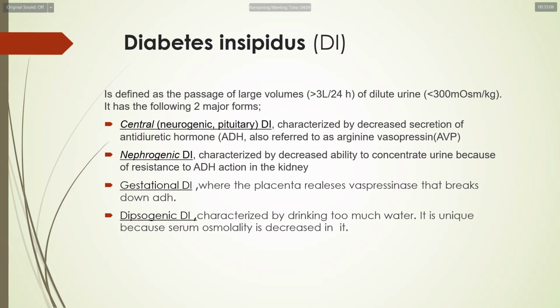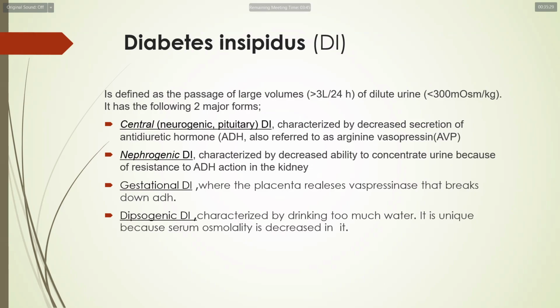وعلى عكس SIADH بيكون اليورين osmolality أقل من 300 ملي أوزمول بير كي جي. وهنا في 2 غلط، لازم 4. It has the following 4 major forms. في 4 types يعني للDI.